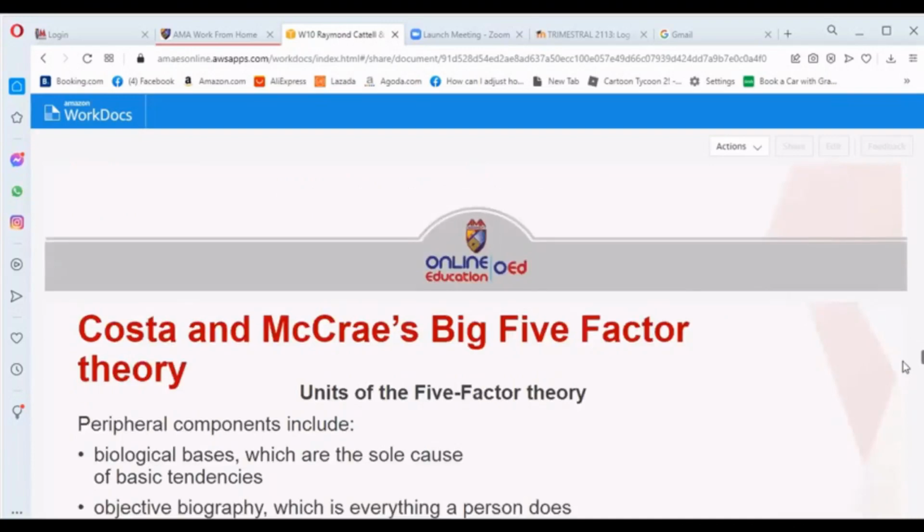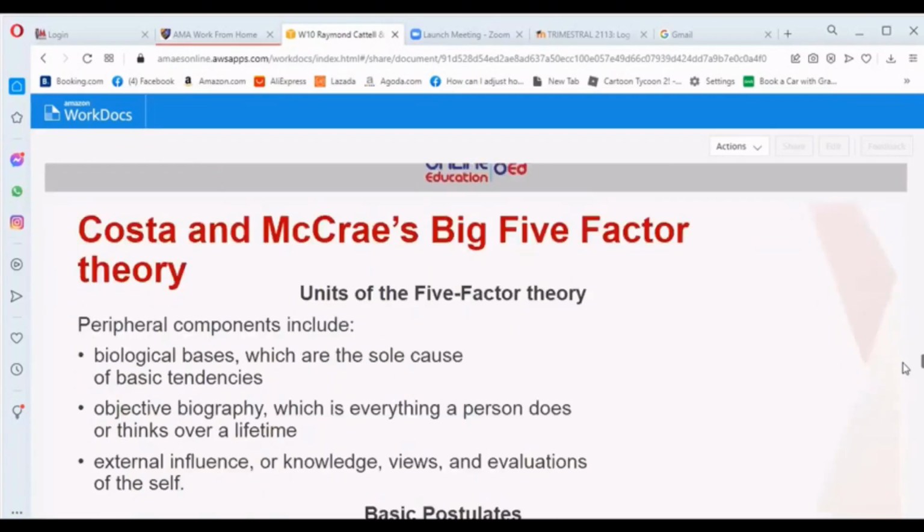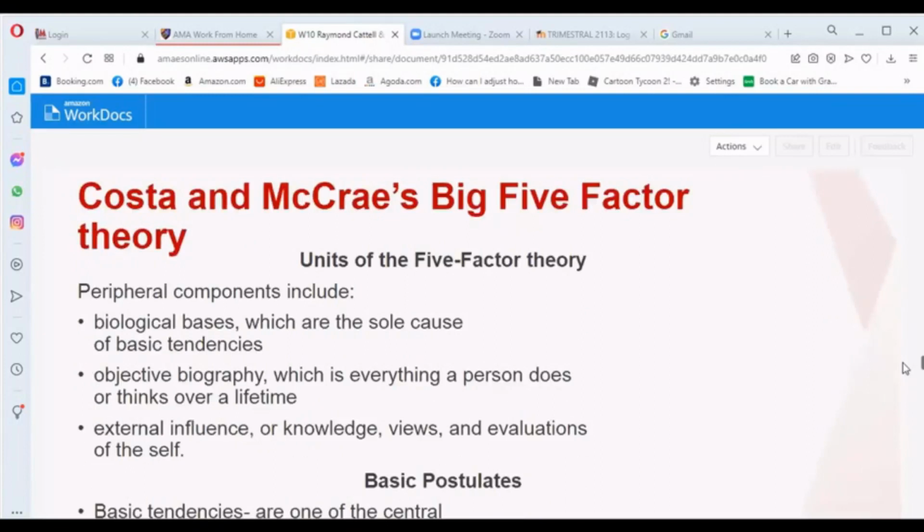And there are units of the 5-factor theory. We have the peripheral component, which includes the biological basis, which are the sole cause of basic tendencies. We have the objective biography, which is everything a person does or thinks over a lifetime. And we have the external influence, or knowledge, views, and evaluation of the self.